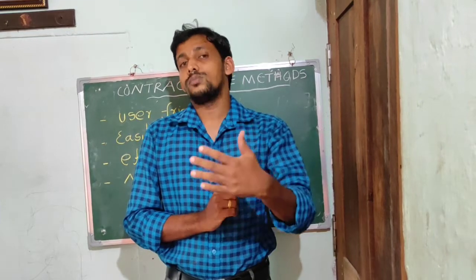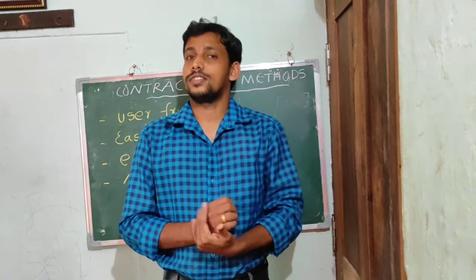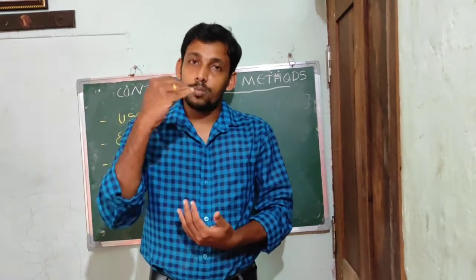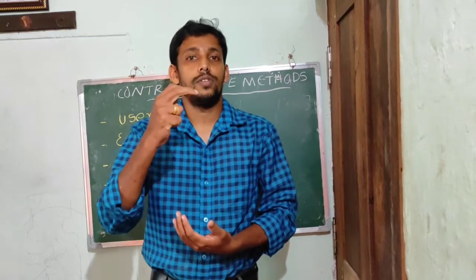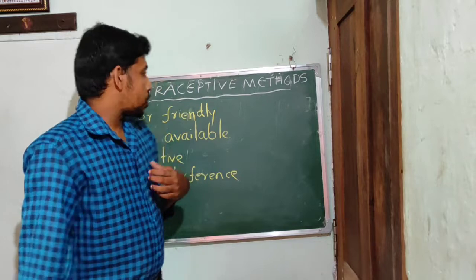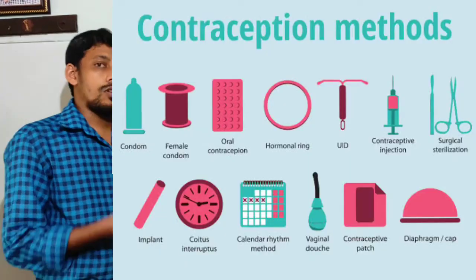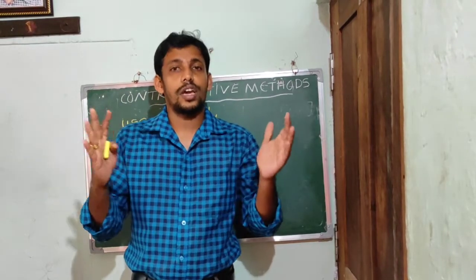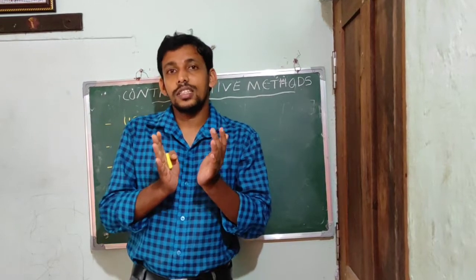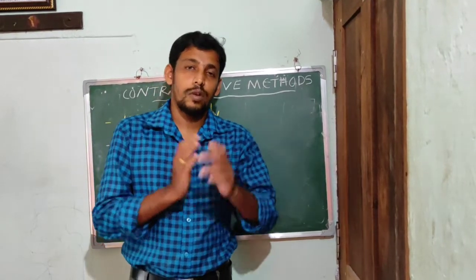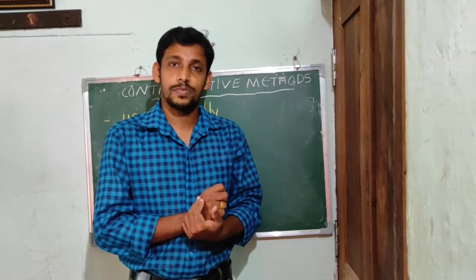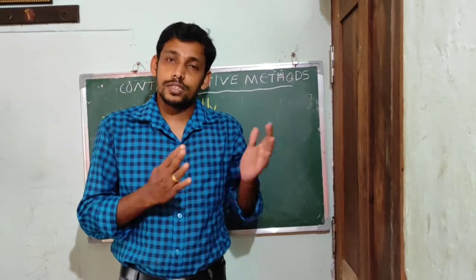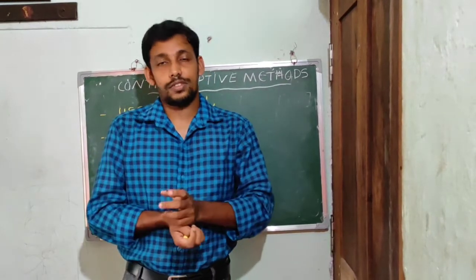So what is meant by contraceptive methods? We are going to study the various types of contraceptive methods. So what is a contraceptive method? It is a particular kind of measure to check unwanted pregnancies, to avoid unwanted pregnancies. There are a number of different kinds of contraceptive methods available nowadays.